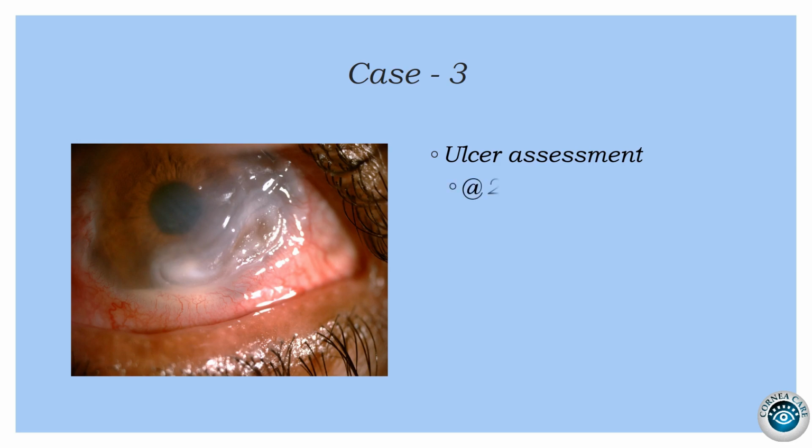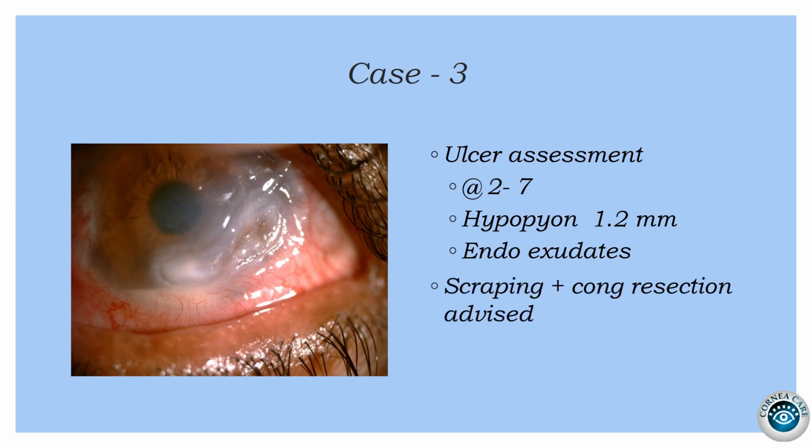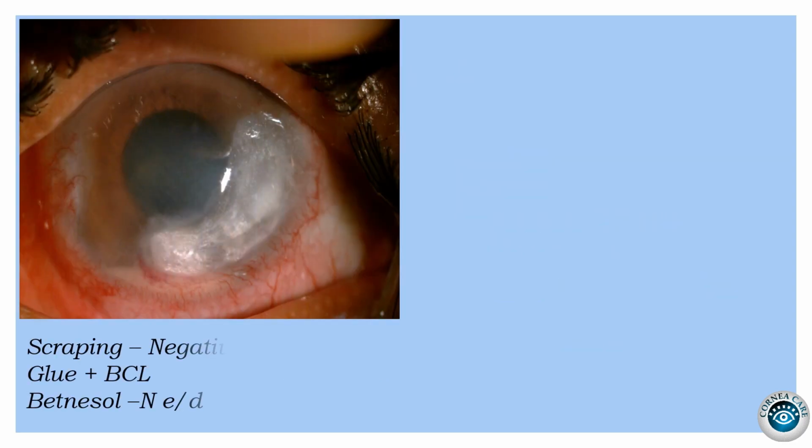Ulcer assessment was done. Since hypopyon was there and the infiltrate was not looking sterile, I wanted to take scraping first and do conjunctival resection at that time. The pathologist was not available on that day, so I just increased antibiotic and called him next day. Next day I did scraping to rule out secondary infection and applied glue. But I forgot to do conjunctival resection.